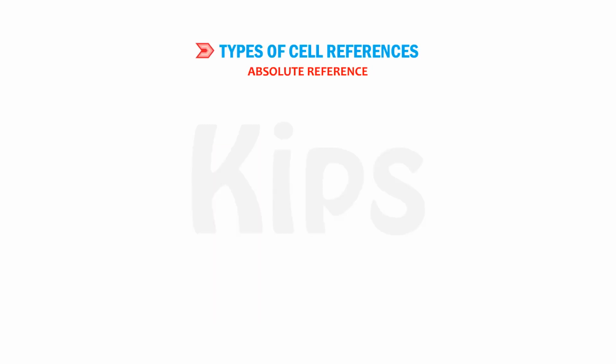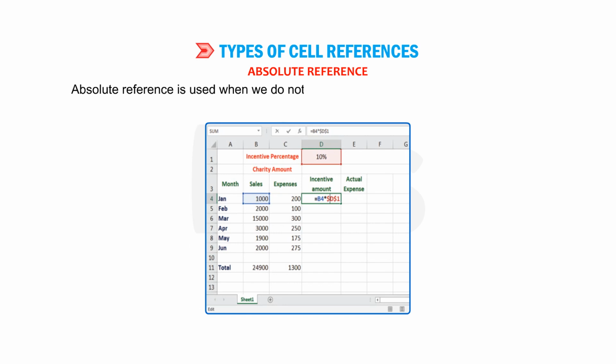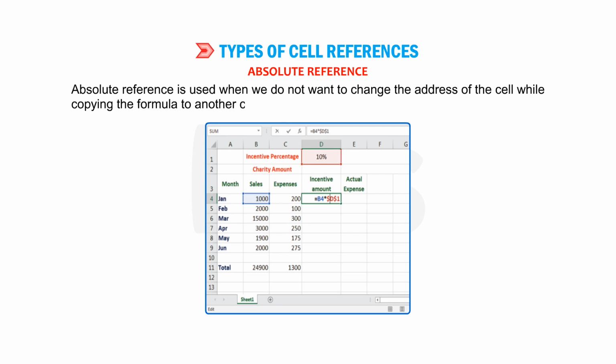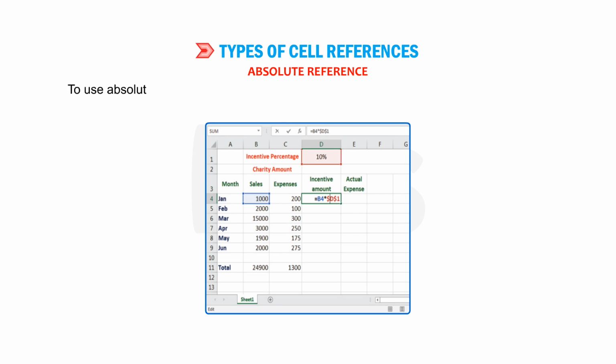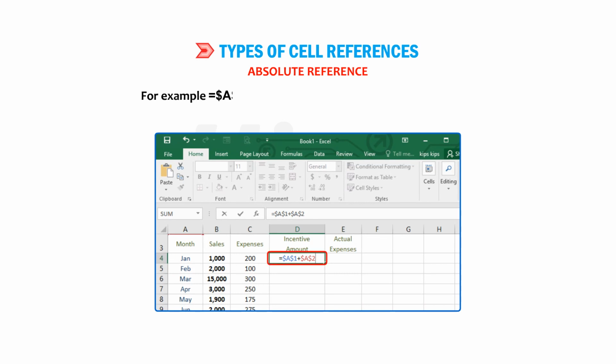Let's find out about the absolute reference. Absolute reference is used when we do not want to change the address of the cell while copying the formula to another cell. To use absolute reference in a formula, you need to add a $ sign before the column and row number. For example, $A$1 + $A$2 is an example of absolute reference.